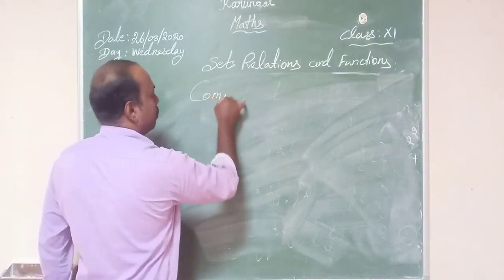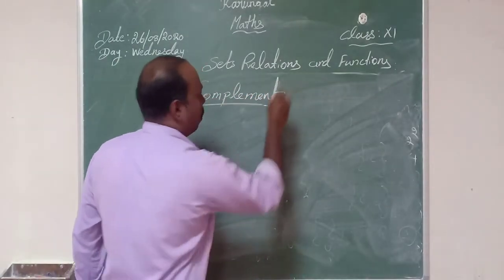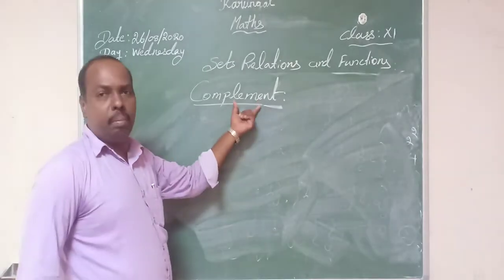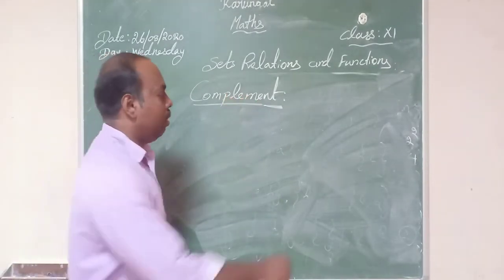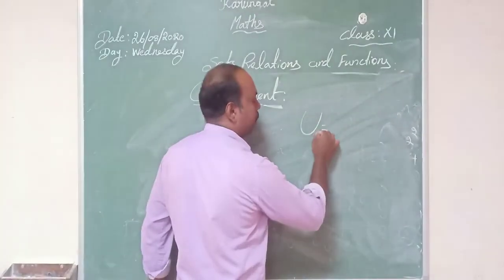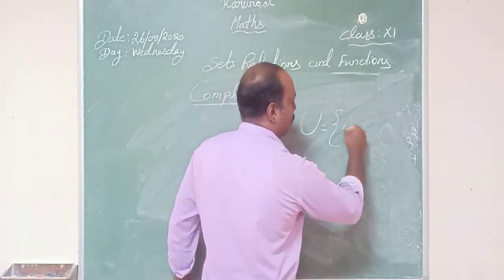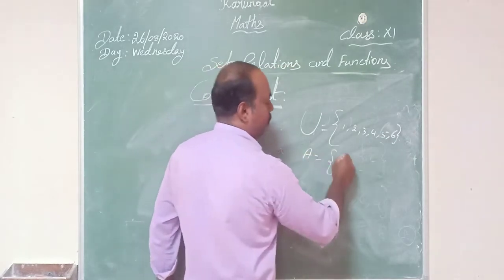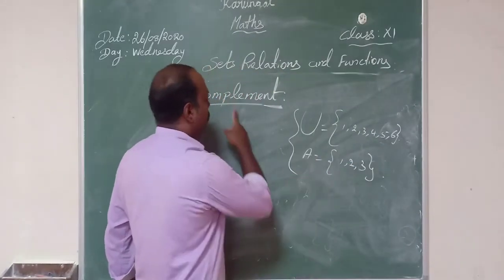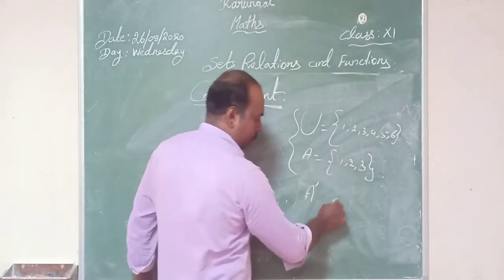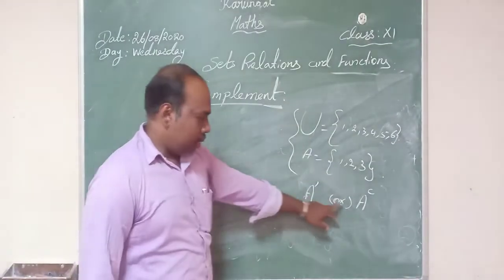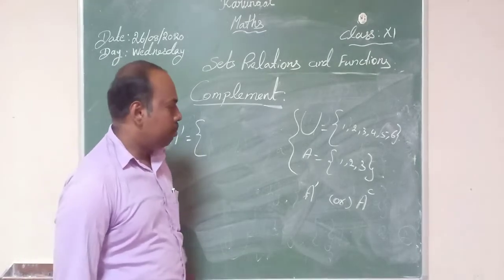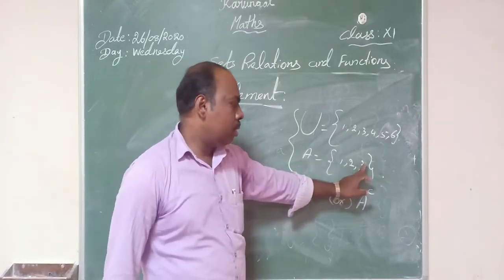So complement. The next heading is complement. What is complement? For example, if you want to specify the complement of a set, you have to know the universal set. The universal set is denoted as capital U, that is equal to the set of all, generally 1, 2, 3, 4, 5, 6. Then A equals the set of all 1, 2, 3. Then we have to find the complement. Complement is denoted as A dash or A complement. For example, I am going to find A dash, A complement. How do you write A complement? See the elements in A. What are the elements? 1, 2, 3.